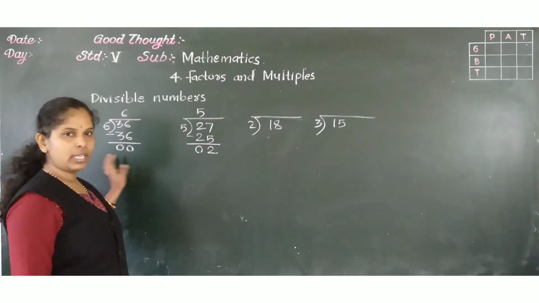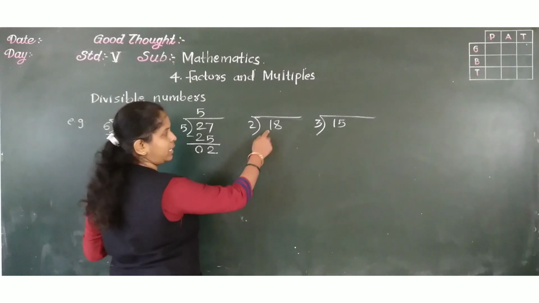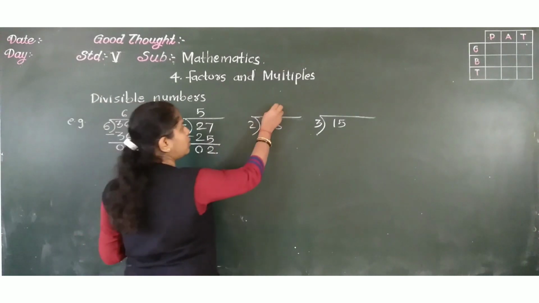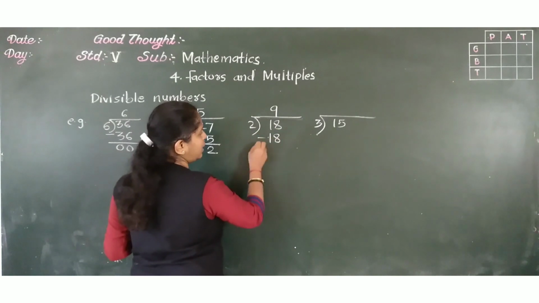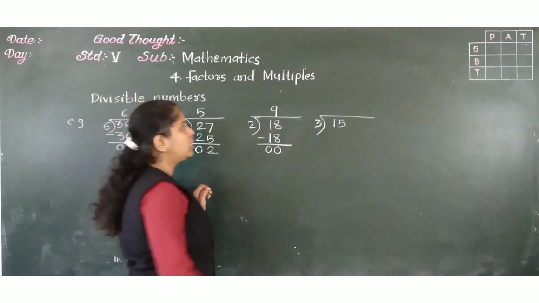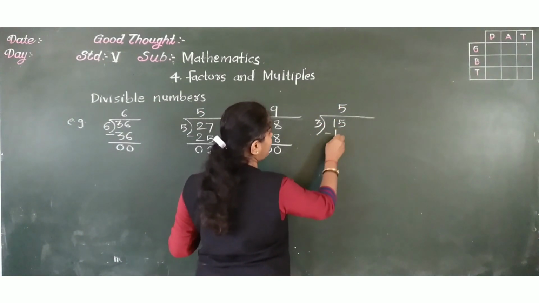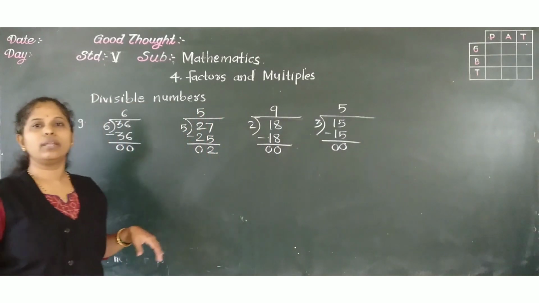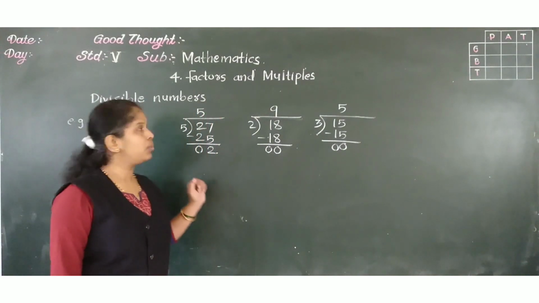Here the remainder is 0. Now 18. Is 18 there in the 2 table? Yes. 2 nines are 18. Again, see, what is the remainder? 0. Now 3 fives are 15. Again here we got the remainder as 0.